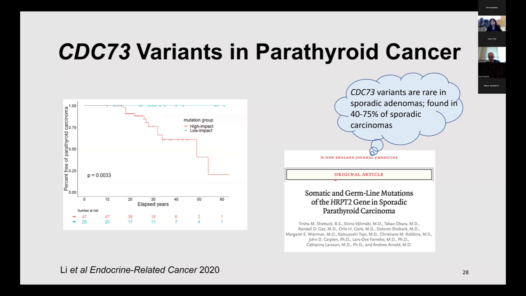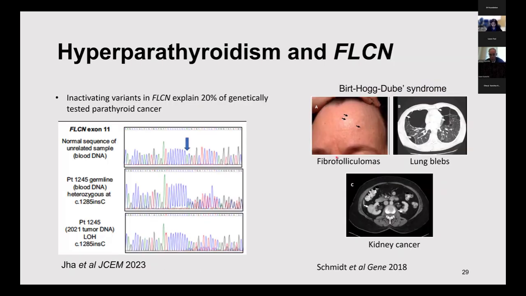In addition, we also know that CDC73 variants are rare in sporadic adenoma. So it seems to account for a much smaller proportion of benign tumors, but a much higher proportion of sporadic parathyroid cancers, up to 75%. This is work that was published in the New England Journal back in the early 2000s. And so that was CDC73.